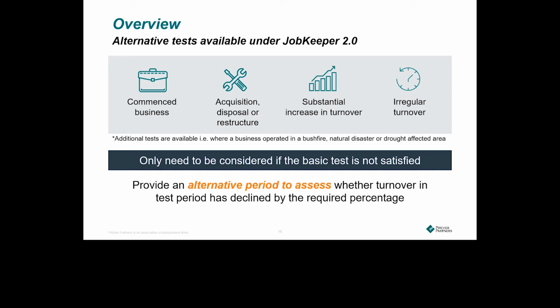And essentially what this does is substitute the turnover for the September 2019 quarter or the December 2019 quarter, depending on whether you're looking at the first or the second extension period. Regardless of the test that applies, you still use the September 2020 quarter or the December 2020 quarters as your test period. These don't change as a consequence of the alternative tests. So if we look at the first test, switching to the next slide.